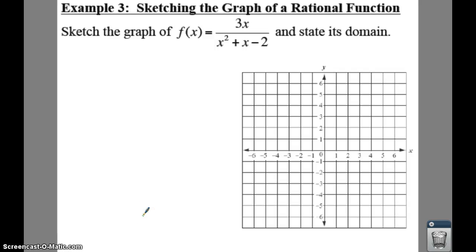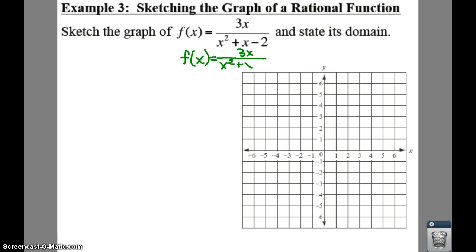Example 3, here we're going to sketch a graph of a rational function. So we have our function f of x is equal to 3x over x squared plus x minus 2. If we follow our 7-step guideline, we first need to simplify our function.